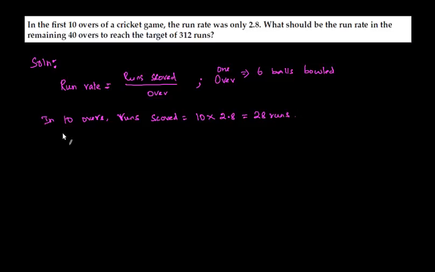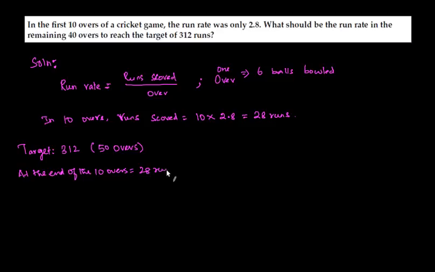What should the run rate be in the remaining 40 overs to reach the target of 312 runs? So the target is how much? Target is 312 runs for these 50 overs. Okay, this 312 runs is for 50 overs. At the end of the 10 overs, how many runs have been scored? Right, at the end of the 10 overs, 28 runs have been scored.